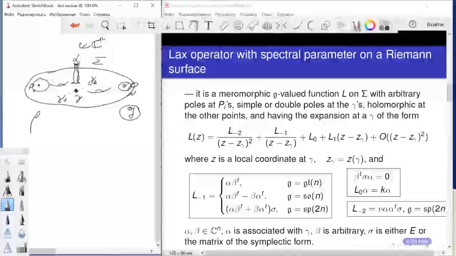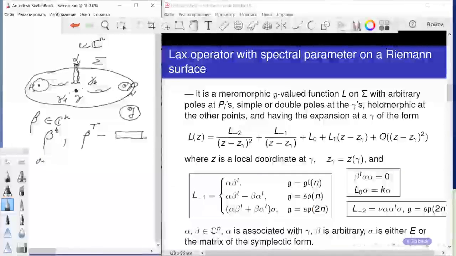Let beta also be an n-dimensional vector. By beta t, I also will write beta t capital. It will be the same. I mean the transposed vector. So if alpha was a column, beta t is just a row. Okay, and any question?